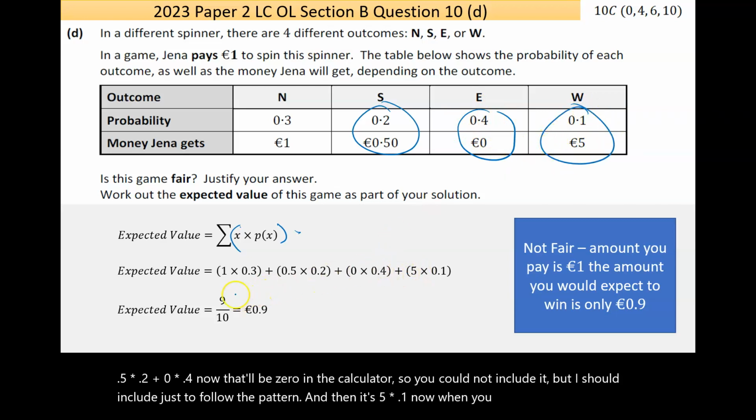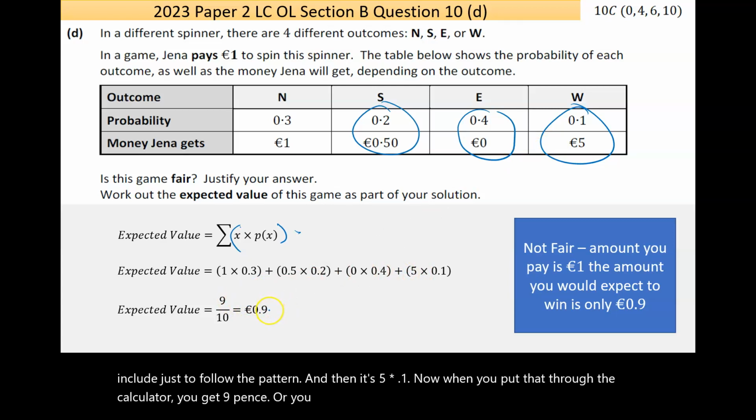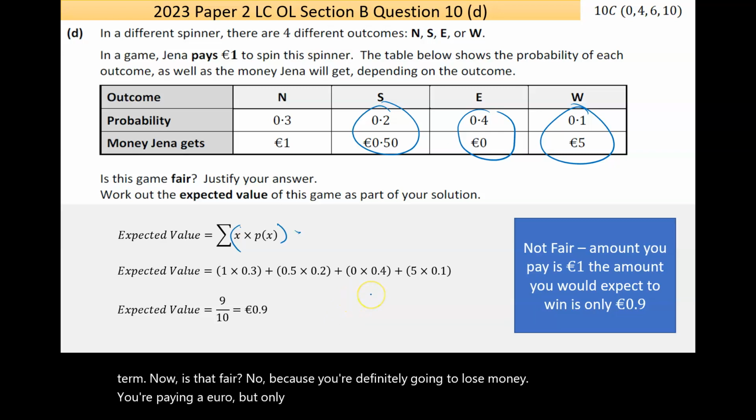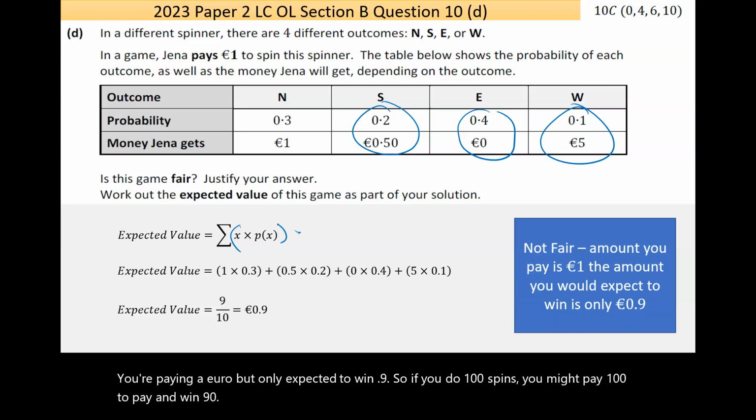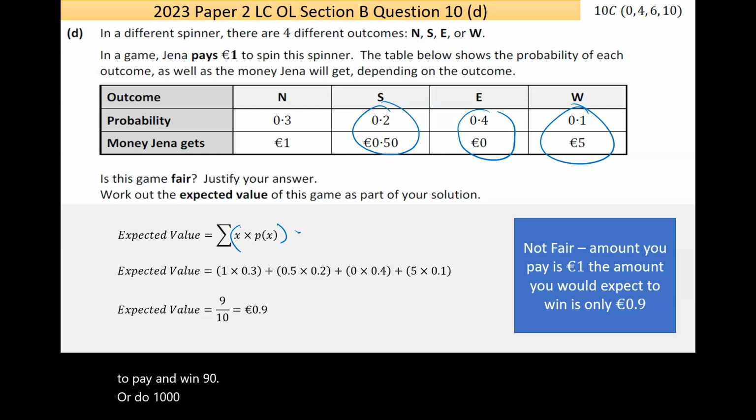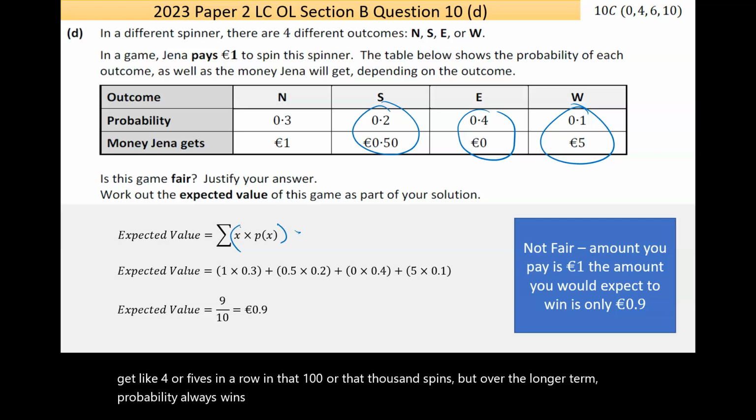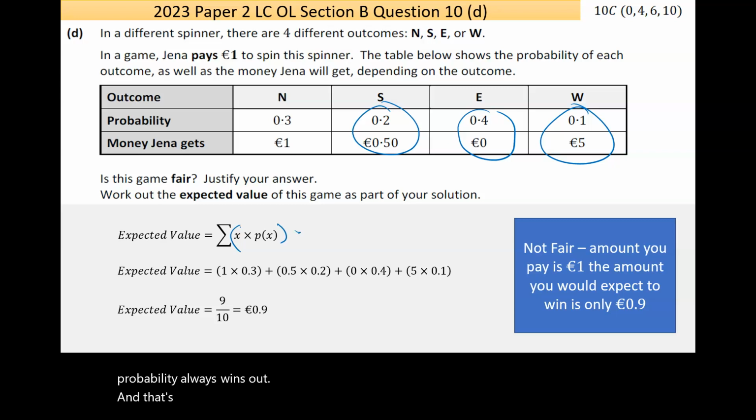Now, when you put that through the calculator, you get 9/10, or your expected winnings would be 0.9 over the longer term. Now, is that fair? No, because you're definitely going to lose money. You're paying a euro, but only expected to win 0.9. So if you do 100 spins, you might pay 100 to play and win 90. Okay, or do 1,000, you'll spend 1,000, win 900, and that's gambling. Now you could be lucky and get like 4 or 5s in a row in that 100 or that 1,000 spins, but over the longer term, probability always wins out, and that's really what all expected value is. So that's how casinos work.